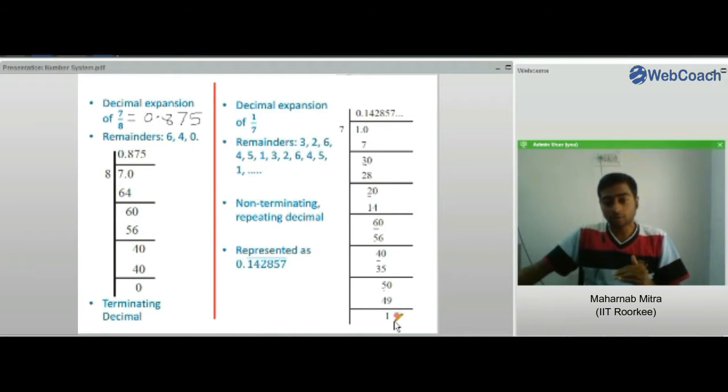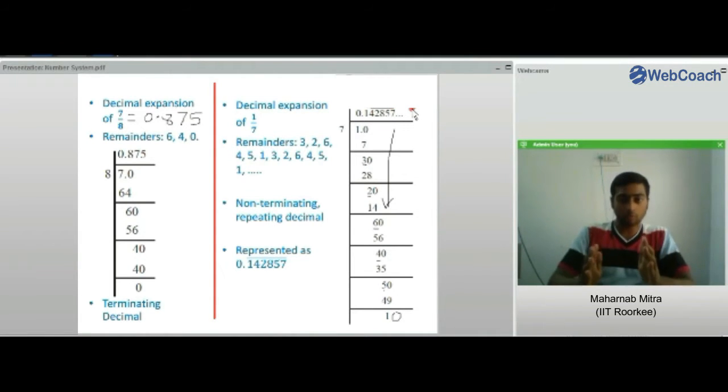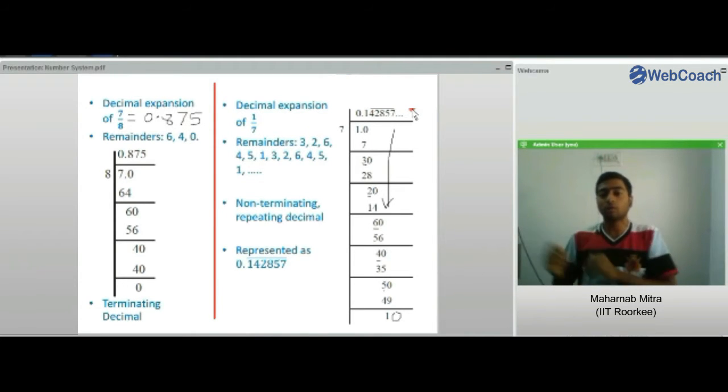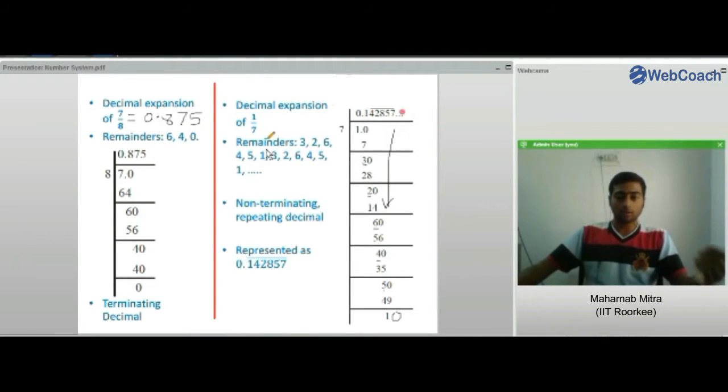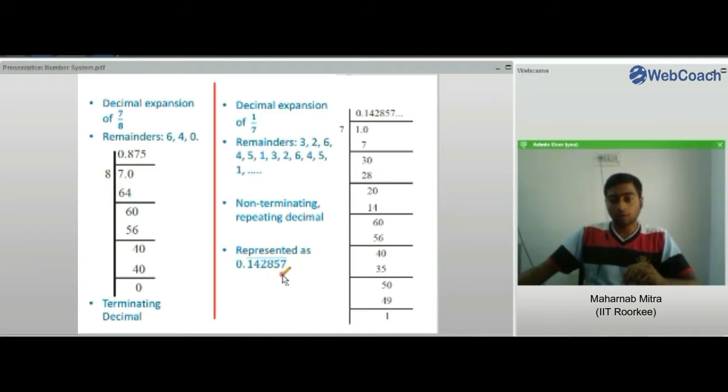That means the same procedure is going to be followed after this step. Because there is a decimal, we will bring a 0 here, it will become 10, and we can carry out the process, which will look similar to what is going on here. The process will again repeat itself. That means this set of numbers 1 4 2 8 5 7 is going to be repeated over and over again if we continue the division process. In other words, we can represent it as 0.142857 with a bar above it, because this set 142857 is getting repeated over and over again.